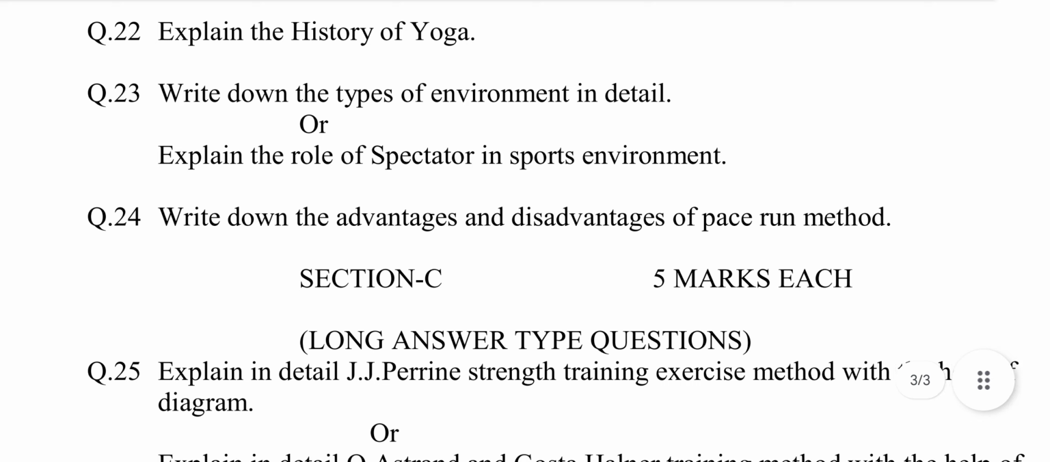Question number 22. Explain the history of yoga. This question is selected from chapter number 6, Yoga. The answer may be: the origin of yoga is a matter of debate. There is no consensus on its chronology or specific origin other than that yoga developed in ancient India. The history of yoga is indeed very old. Nothing can be said exactly about the origin of yoga, only it can be guessed that yoga originated in India. The available evidence shows that the history of yoga is related to the Indus Valley civilization.